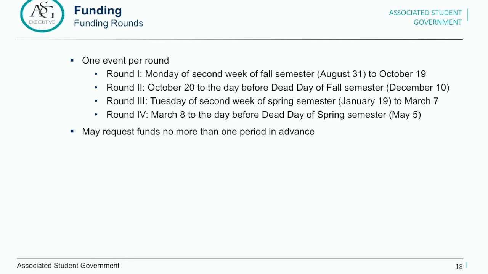So the funding rounds, you can only have one event per round, and you cannot request funds more than one period in advance. You don't really need to go through all four of these rounds and the dates, but just keep those in mind when you're looking forward for the rest of the semester and what your RSO plans on hosting.